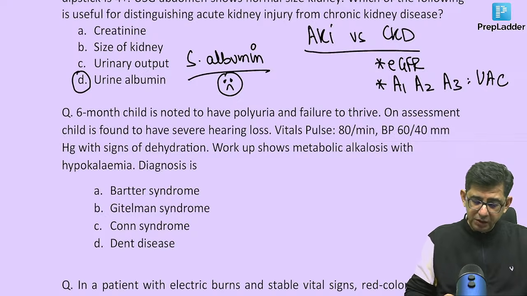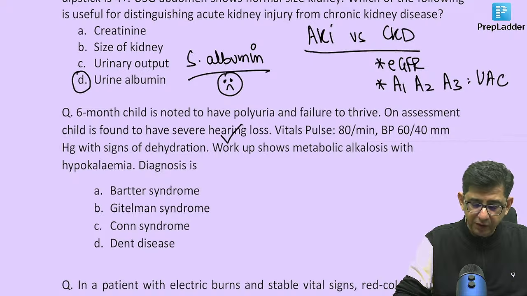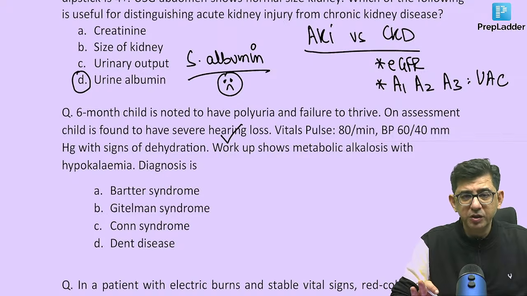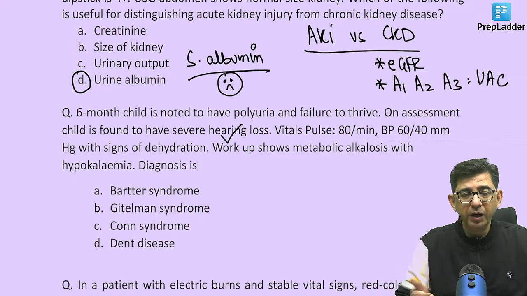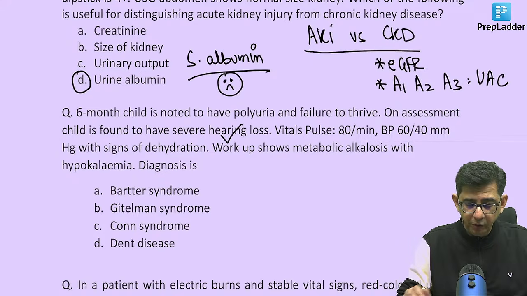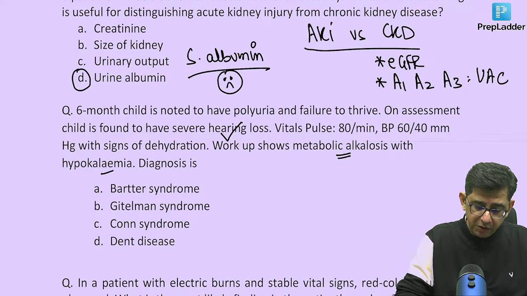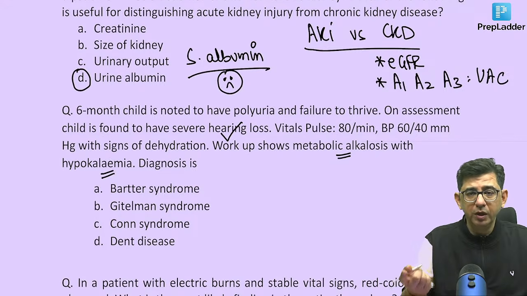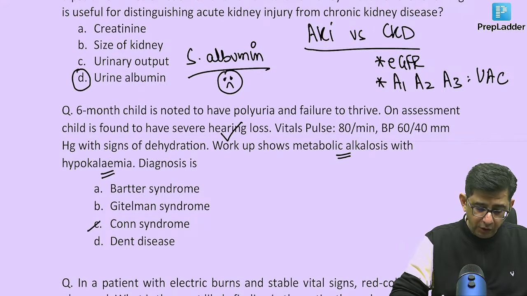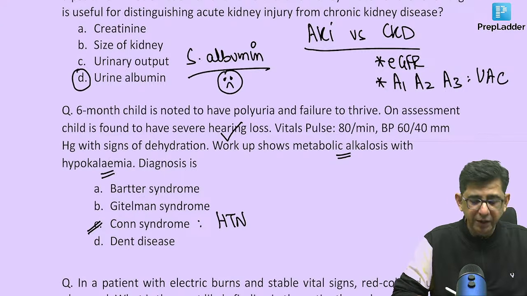The next one is hearing loss. In this, there was polyuria and failure to thrive. If you would be having salt wasting, then there would be hyperaldosteronism that will cause metabolic alkalosis with hypokalemia. So some guys just read metabolic alkalosis with hypokalemia and answered it as Conn syndrome, but in Conn syndrome BP will be increased, here BP is low. So this is not a case of Conn syndrome. Conn syndrome will have hypertension. Here there is no hypertension.